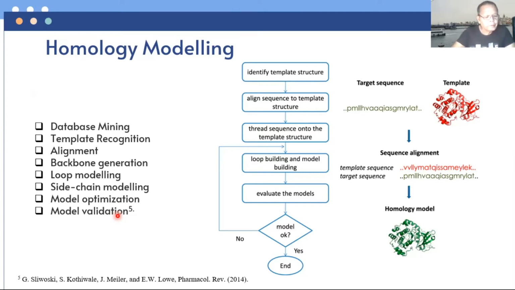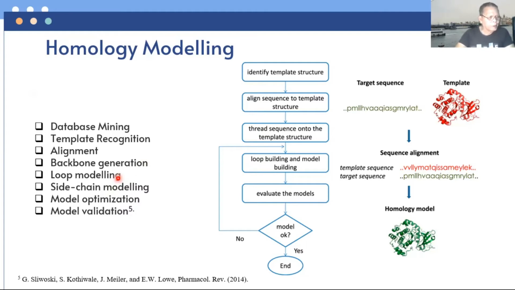Generally, the process of homology modeling involves four main steps. The first one is target identification. Target identification consists of database mining and template recognition, then sequence alignment. The third one is model building. This consists of backbone generation and loop modeling. And the third part of this one is sidechain modeling. Then the last is model refinement. This model refinement consists of model optimization and model validation.